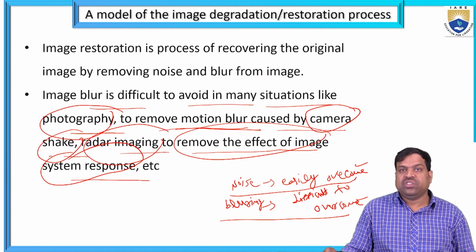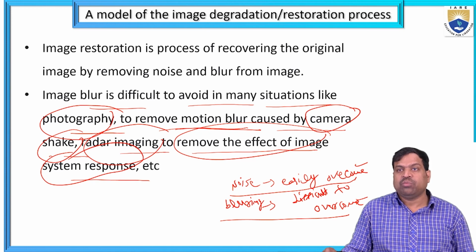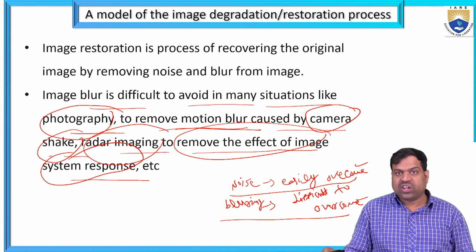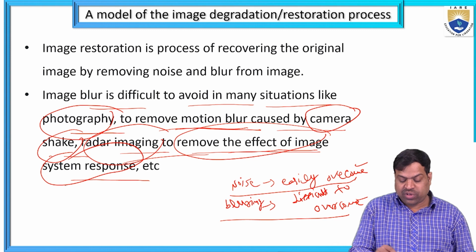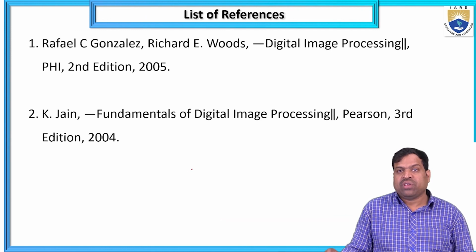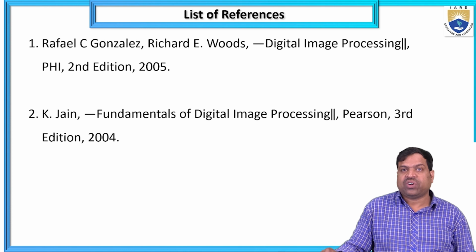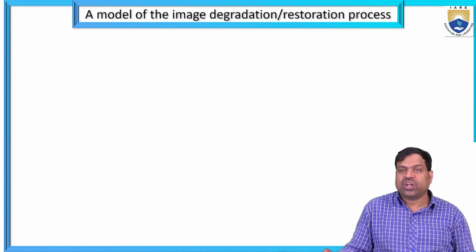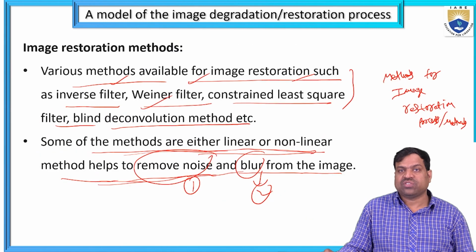Image restoration is the process of recovering the original image by removing noise or blurring. Noise is easily removed, but blurring is difficult to overcome. To avoid blurring, we need proper camera usage in photography. Blurring caused by camera shake, and radar imaging, can be removed by accounting for the response of the imaging system. These are the references for image modeling, degradation, and the restoration process.